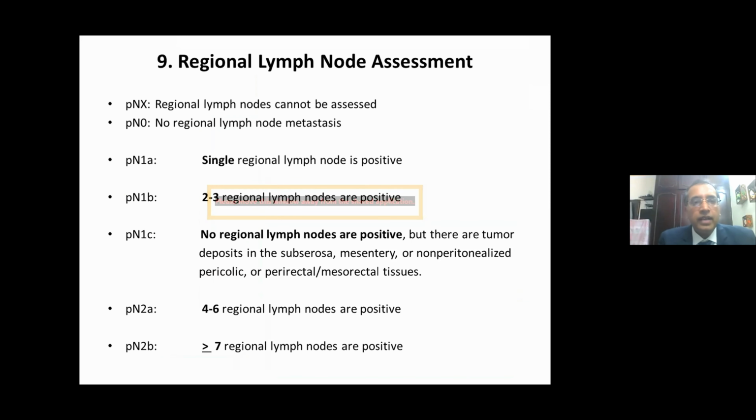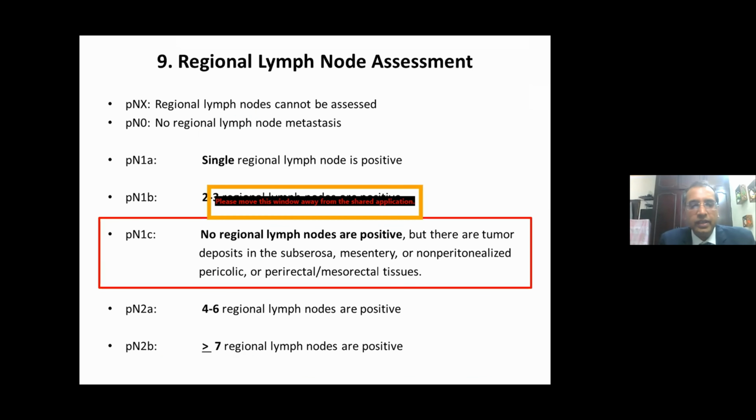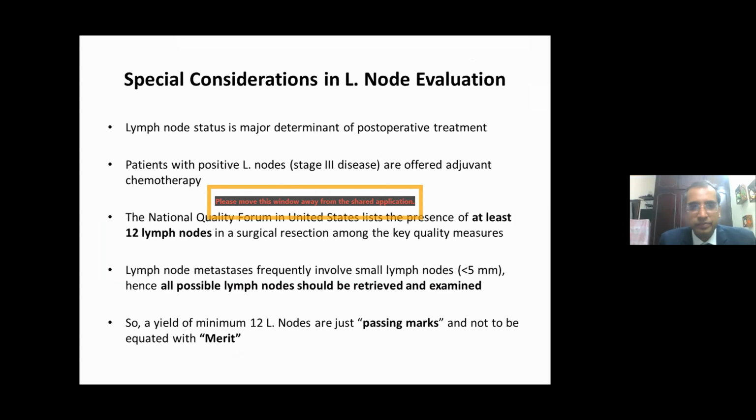So coming to the last aspect histopathologically, that is the regional lymph node assessment. We are all familiar with the N staging, which is based on the recent WHO and the College of American Pathologists, which we are following. Just a special attention to the N1c category. This is the category when no regional lymph nodes are positive, but there are tumor deposits in the subserosa, mesentery, or non-peritonealized pericolic or perirectal mesorectal tissues.